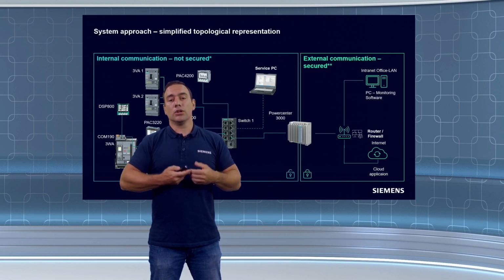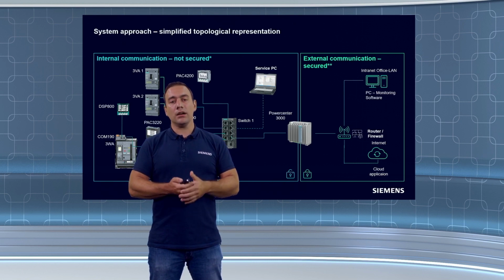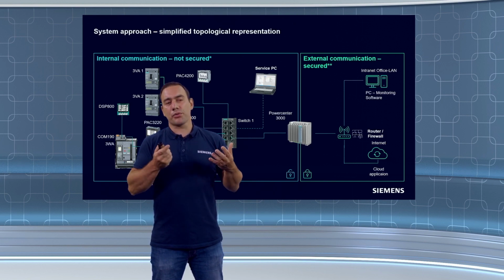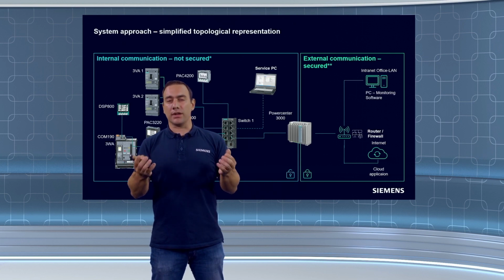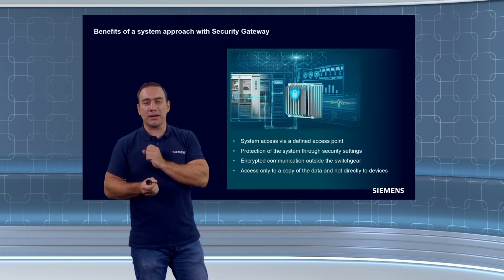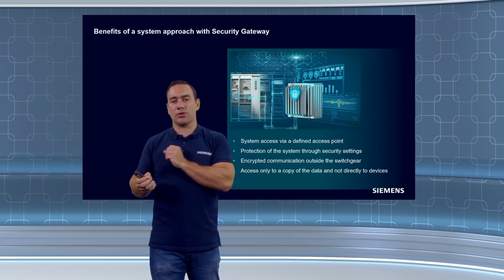From there on, no one could easily access the data or manipulate the data, which is a big benefit, of course. That means the Power Center 3000 in that case is in the function of a security gateway. And that gives us some big benefits, of course.